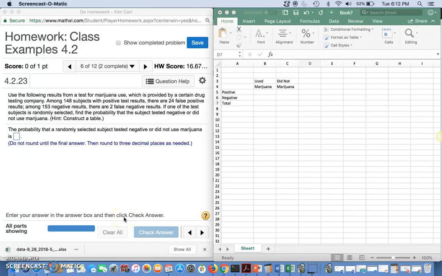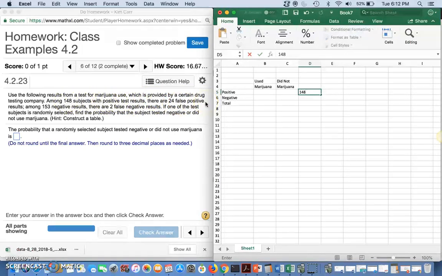Okay, since I'm working problems back to back and I see this is another marijuana problem, I just kind of left the basic sketch here. It says use the following results from a test of marijuana, which is provided by a drug testing company, among 148 subjects with positive test results. So let's put that in for the total positive test results. There are 24 false positives.